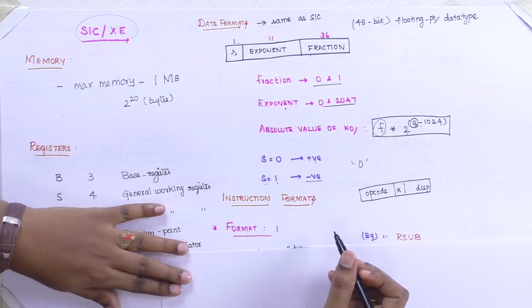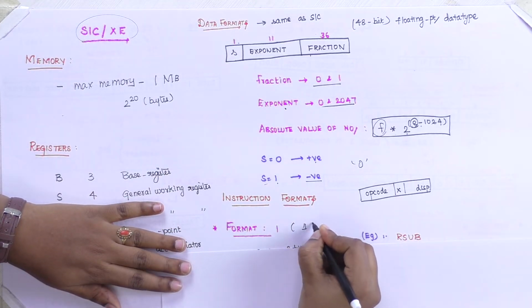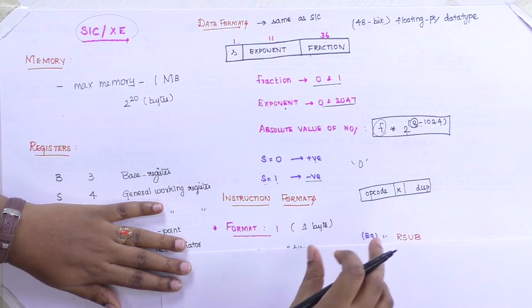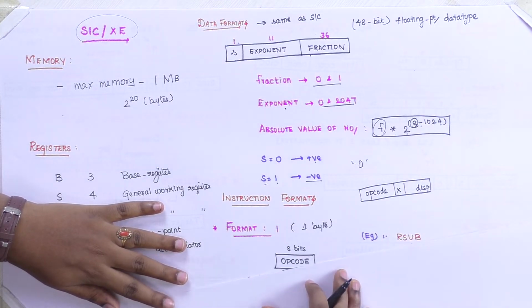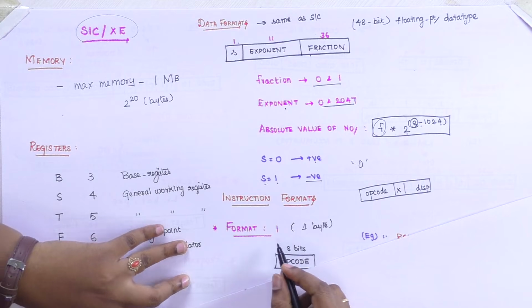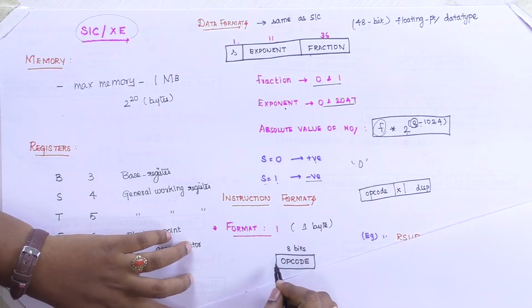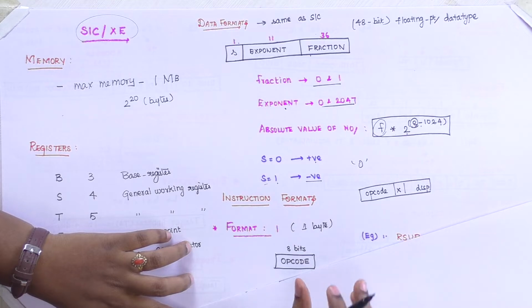Format 1. Format 1 is of 1 byte, that is equal to 8 bits. Format 1 represents only the opcode, that is, the opcode is represented in 8 bits. Opcode is nothing but, for each and every mnemonic we have an opcode.